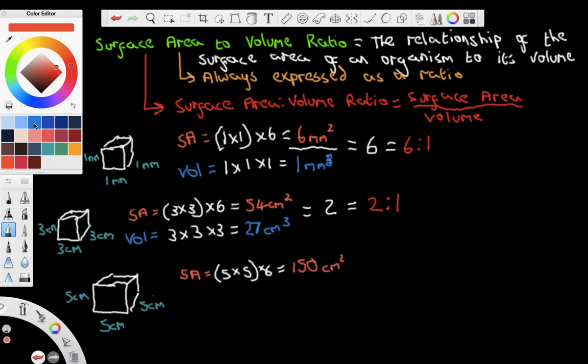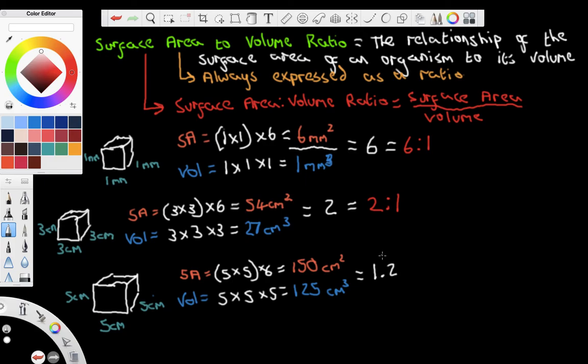On the other hand, our volume would be calculated as 5 times 5 times 5, which would have given you a value of 125 centimetres cubed. Okay? Now if you do 150 divided by 125, you will get a value of 1.2.